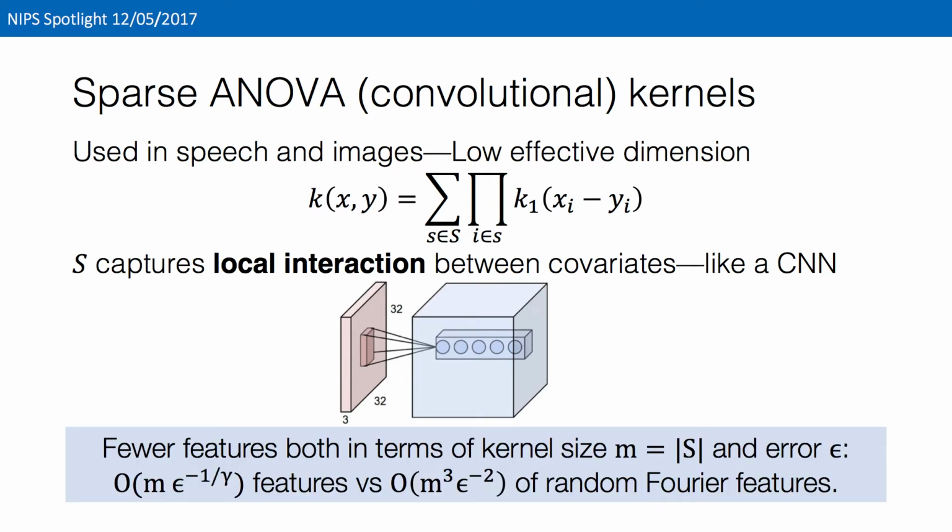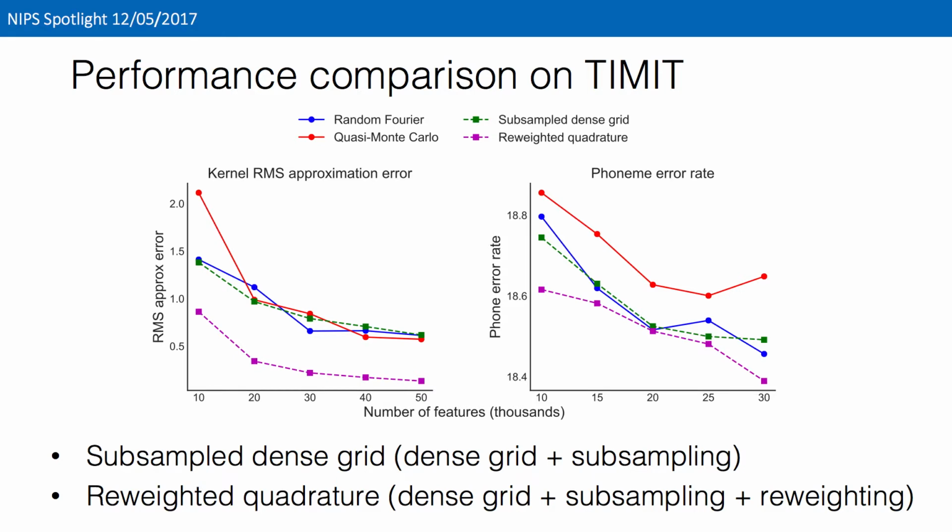For this class of kernels, our method scales linearly with respect to the kernel size m, which is the number of subkernels, while the random Fourier features method is cubic in m. Our dependence on the error epsilon is again much better as well, scaling by a small power of 1 over epsilon. We tested variants of our method on TIMIT, a speech recognition dataset.